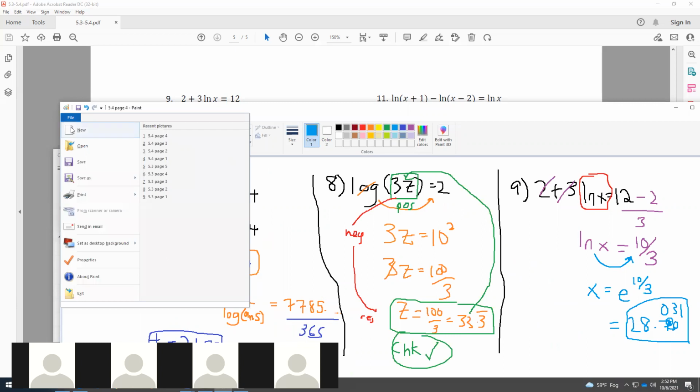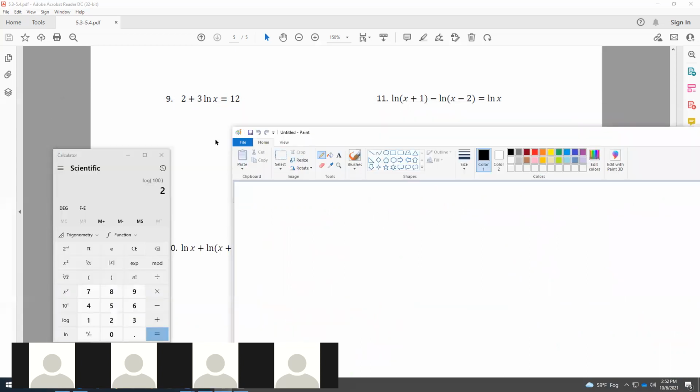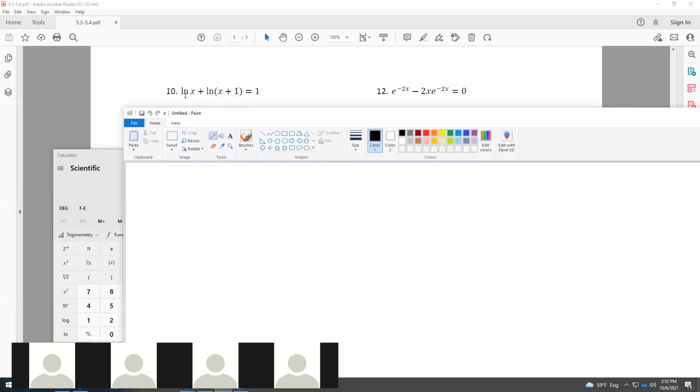Next, we're going to do number 10, but I'm going to change the question a little bit. Instead of ln, I'm going to use log. So change question 10 to log x, because this is what your test will look like, plus log x plus 1 equals 1.